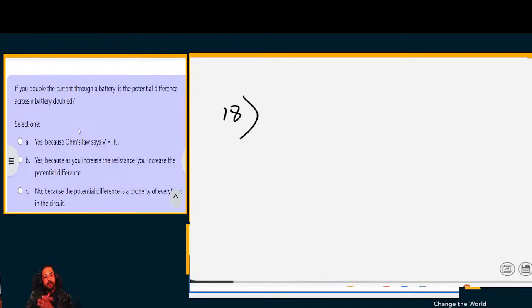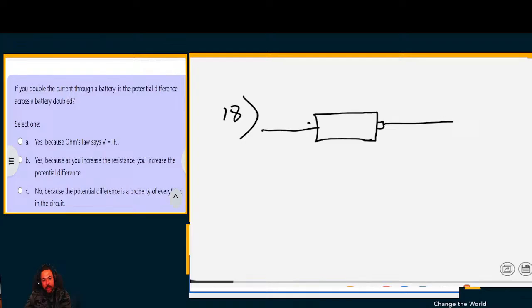Okay, think about it. If you double the current flowing in a battery, let me draw the situation. This is a battery. Let's say you double the amount of current going in. Will the potential difference across the battery double? Because the current in the battery is now double. Will the potential difference double? Is it yes or no?